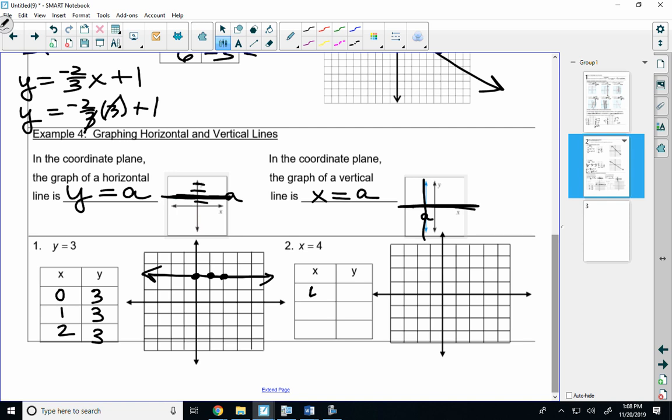For number 2, now we pick our x values. X has to be 4, and now we pick y values 0, 1, 2. Of course, you can pick anything else. If I do that, I get (4, 0), (4, 1), (4, 2), and I get a vertical line. So that's the worksheet for 5-1.